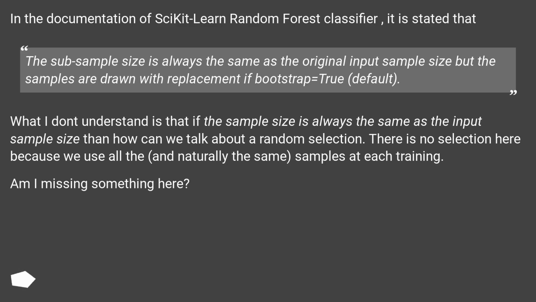What I don't understand is that if the sample size is always the same as the input sample size, then how can we talk about a random selection? There is no selection here because we use all the, and naturally the same, samples at each training. Am I missing something here?